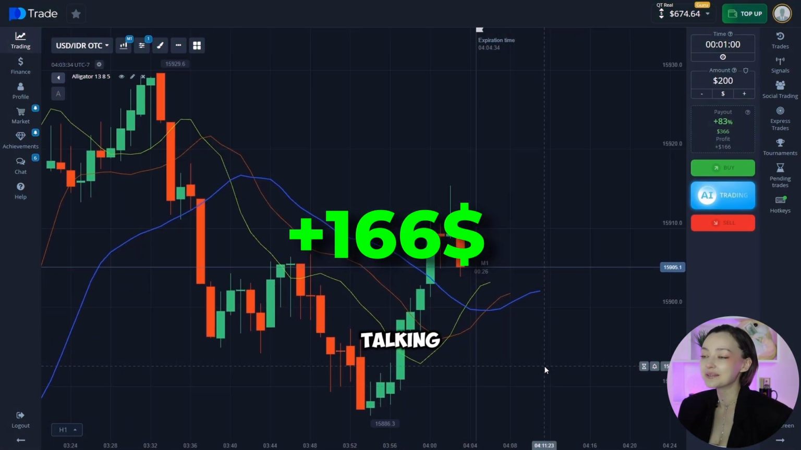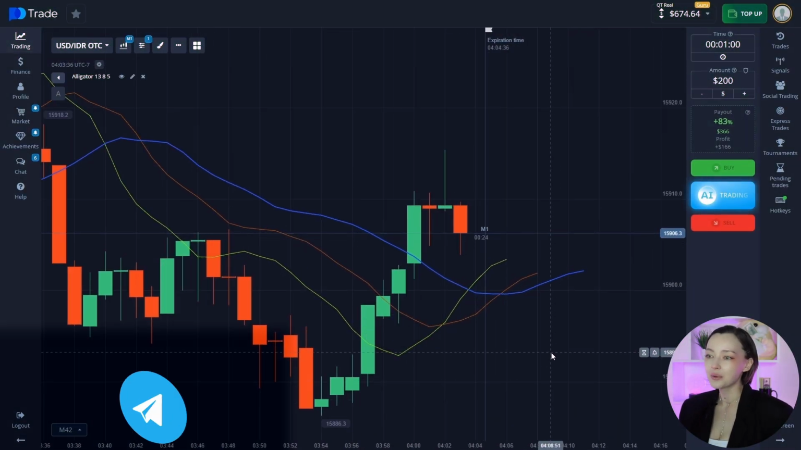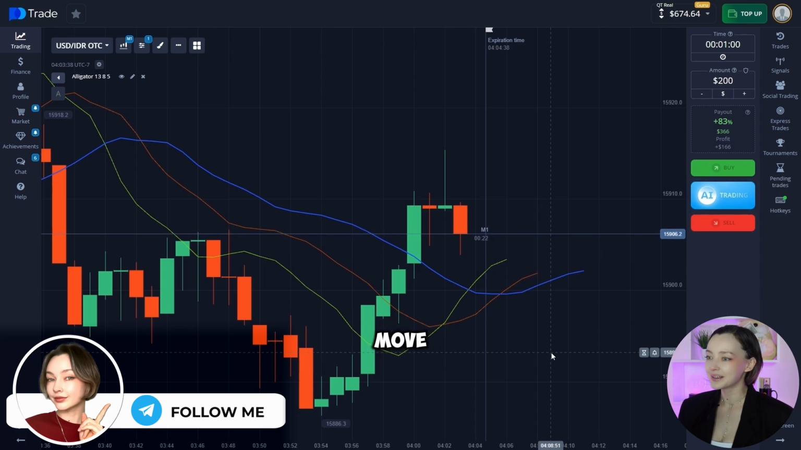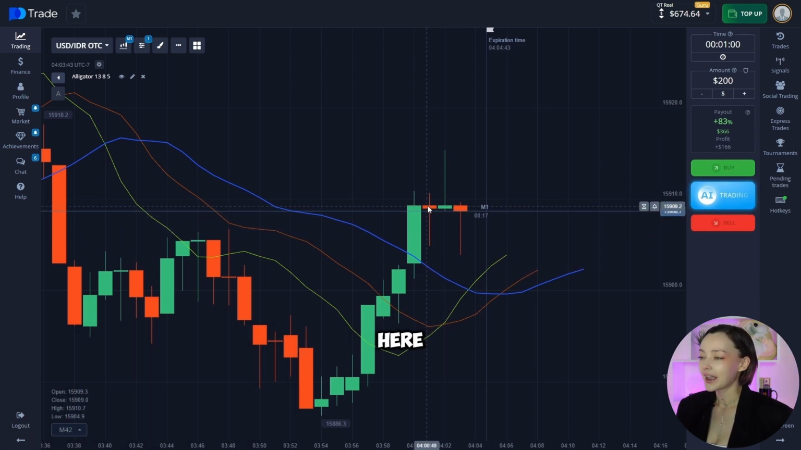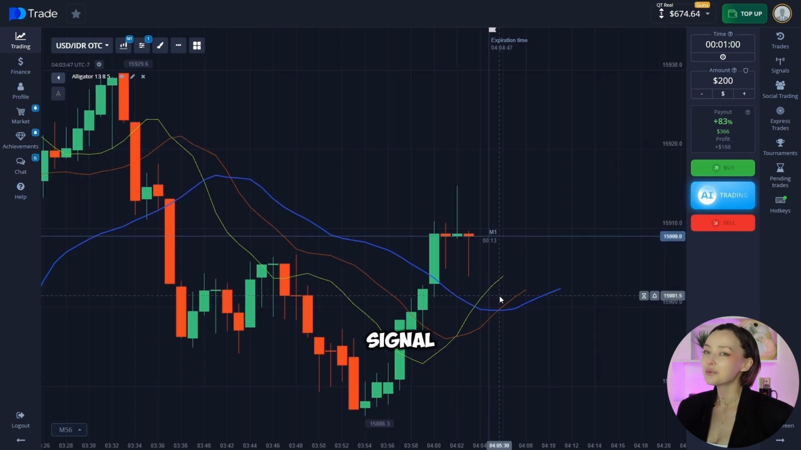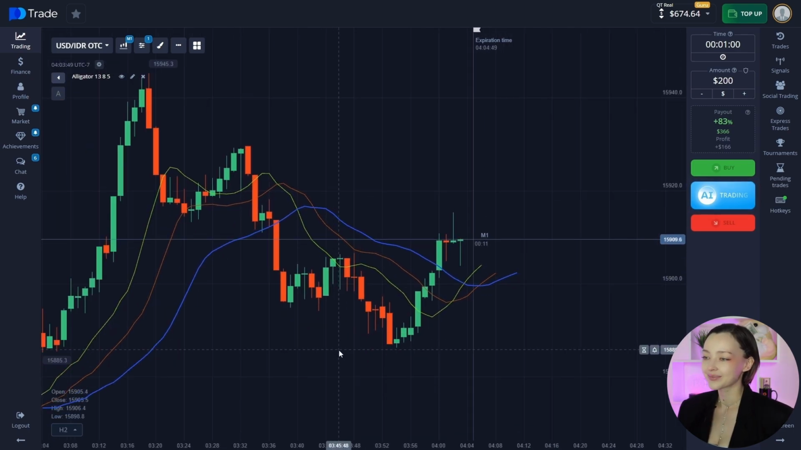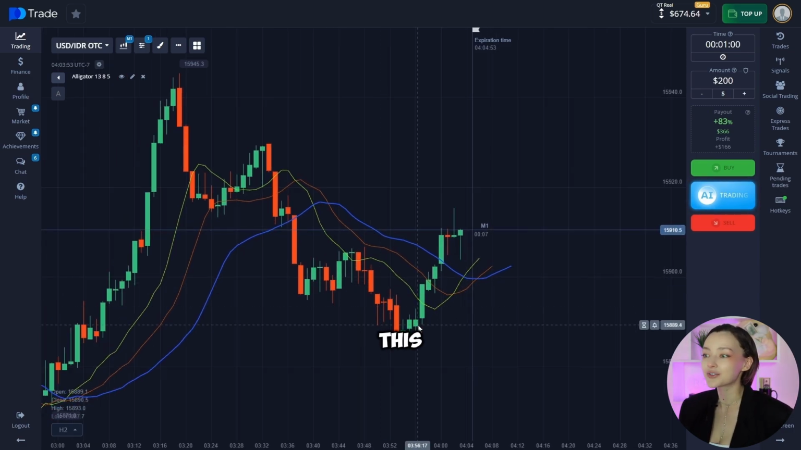And while I was talking, we closed the trade in a profit. We captured a pretty good move. We opened at this candle right here, and we closed during this one. So yeah, I think the signal worked well. As you can see, thanks to this strategy, I increased my deposit more than 6-fold in just 4 trades.